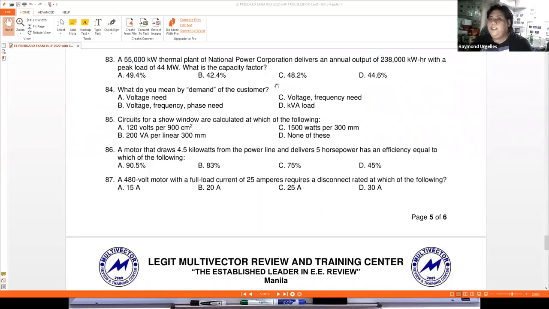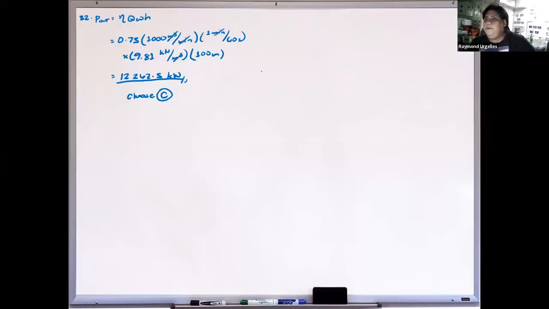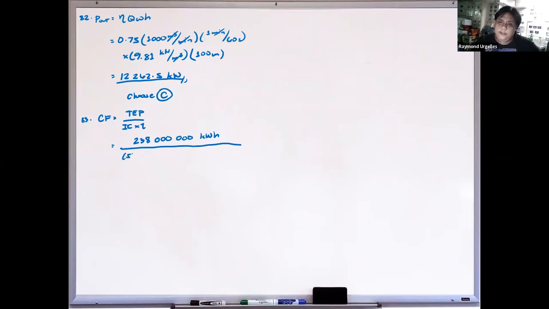Okay? So yung tanong is capacity factor. Di ba? So ano yung formula natin for capacity factor? Okay? So again, that's the total energy produced divided by installed capacity multiplied by the period. Di ba? So again, number 83. So this is 238 million kilowatt hour. So then divided by the installed capacity is 55,000 kilowatts. And again, this is annual output. So therefore, the number of hours, di ba? So per year is 8,760 hours.